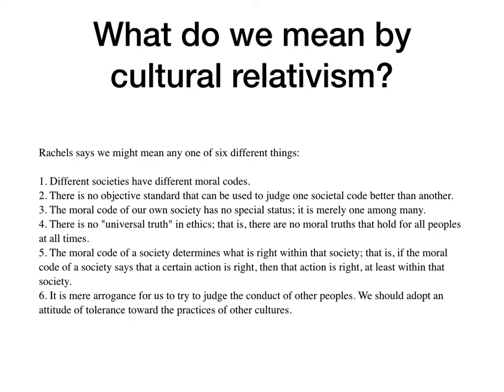5, the moral code of a society determines what is right within that society. That is, if the moral code of a society says that a certain action is right, then that action is right at least within that society. 6, it is mere arrogance for us to try to judge the conduct of other peoples. We should adopt an attitude of tolerance toward the practices of other cultures.